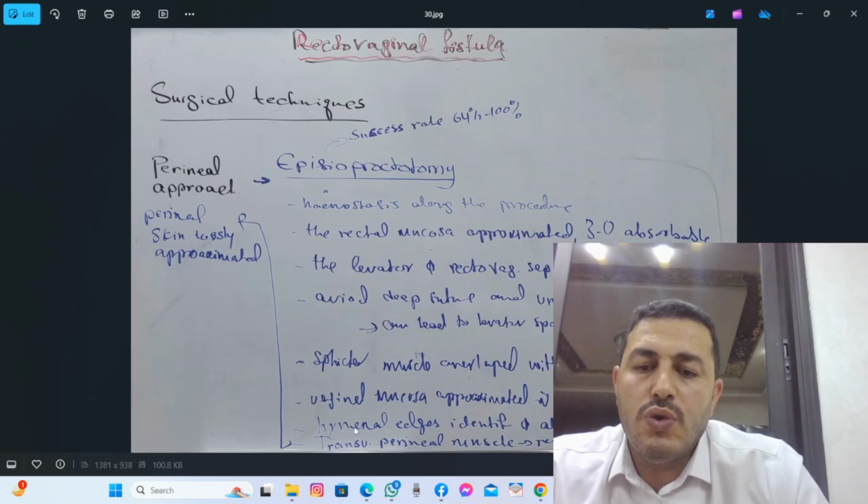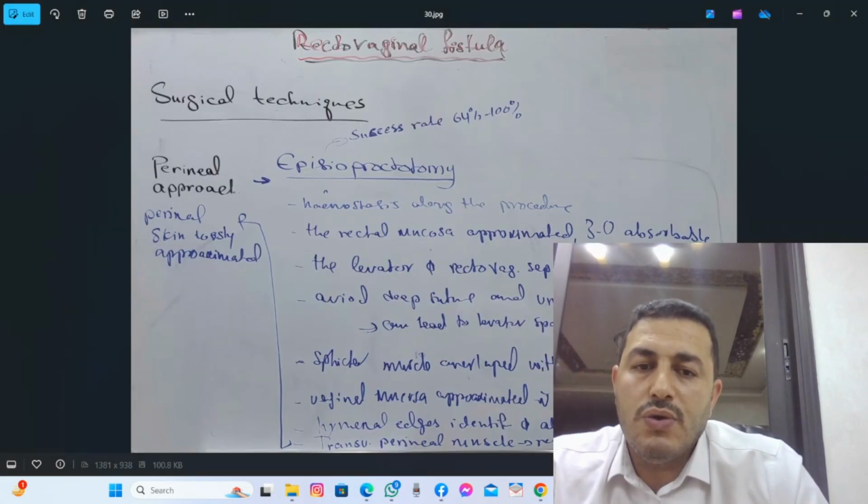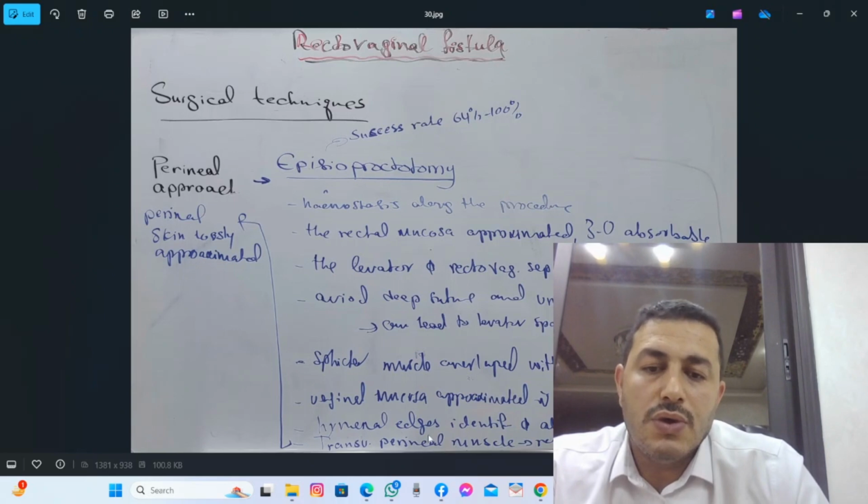Be cautious when you start to repair the hymenal edge. This is the hymen edge. You may even do tightening if you have widening in the vaginal opening. You may do tightening. So this is regarding the perineal approach.